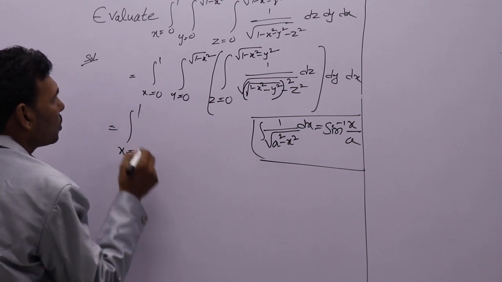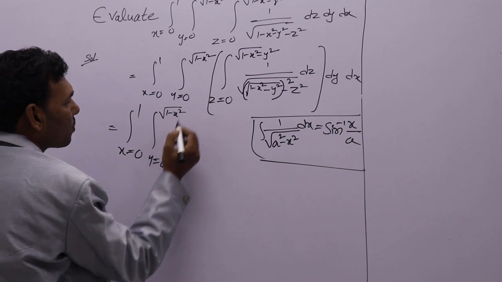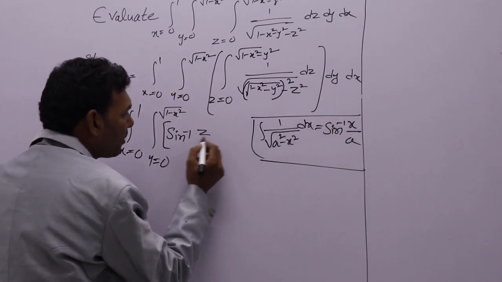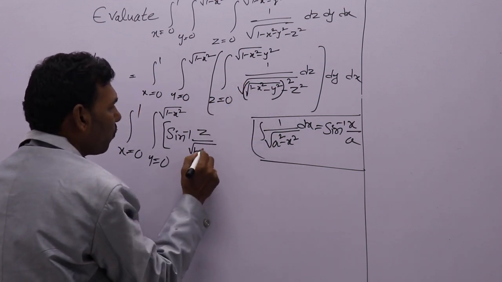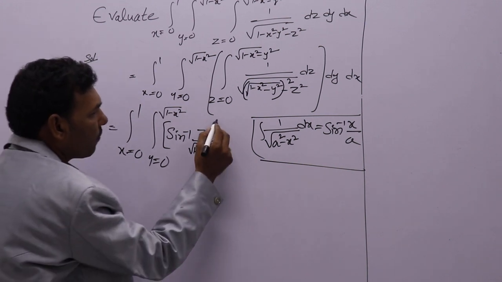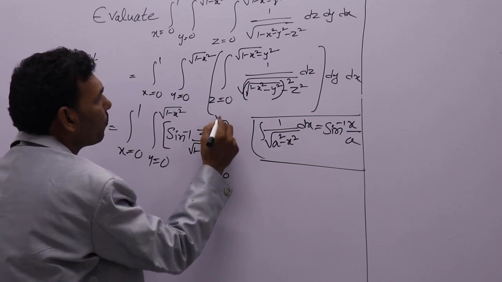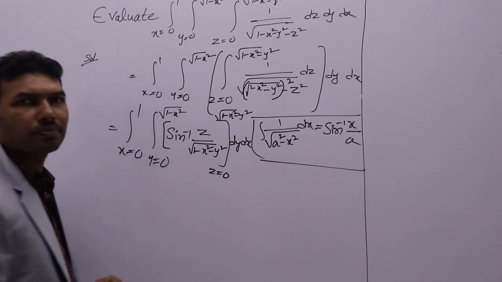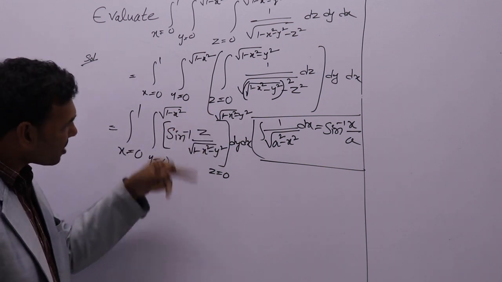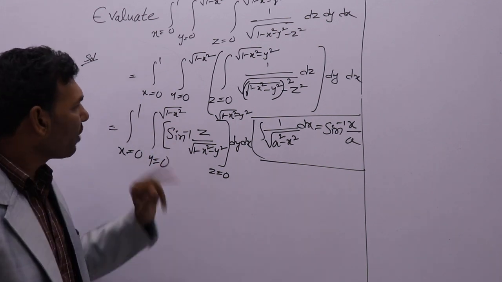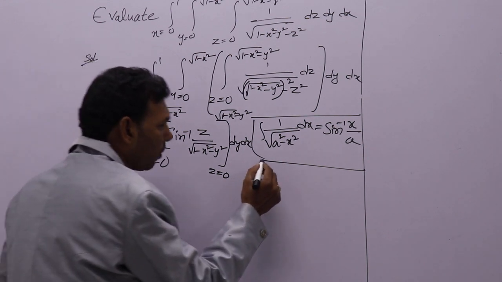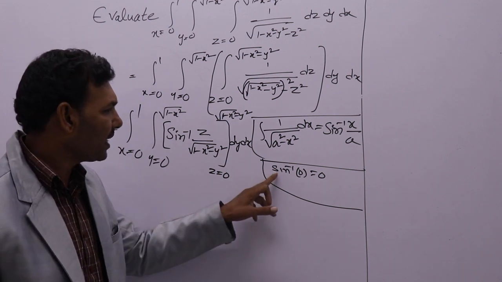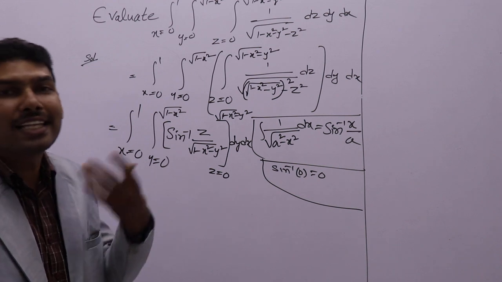Integral x equals 0 to 1, y equals 0 to root 1 minus x square, sin inverse of x by a. In the place of x we have z, and z by a is this root term, root 1 minus x square minus y square, from the limits z equals 0 to root 1 minus x square minus y square, dy dx. Now write in the place of z the upper limit, next write in the place of z the lower limit. What happens if you write? You know very well, if you write 0 in the place of z, sin inverse of 0 is 0. How? If you send this sin inverse to the other side, you will get sin 0, and sin 0 is 0.